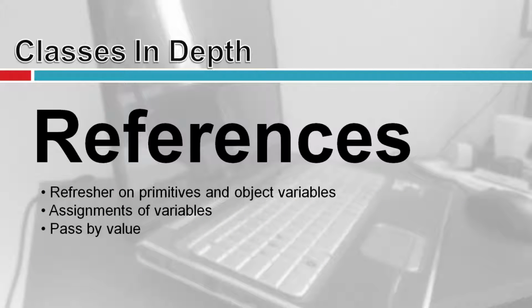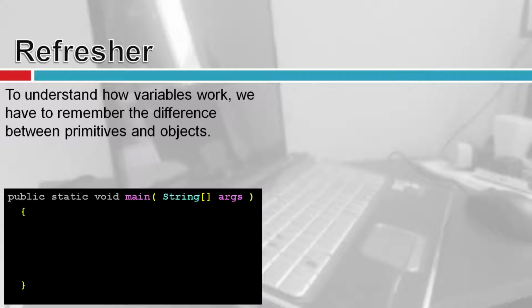For this first section, we're going to talk about references, variable references. We're going to begin by having a refresher on primitives and objects, variables, how they work. We'll talk about assignments of variables, how we assign one variable to another, and then passing by value in functions. So to understand how variables work, we have to remember the differences between primitives and objects.